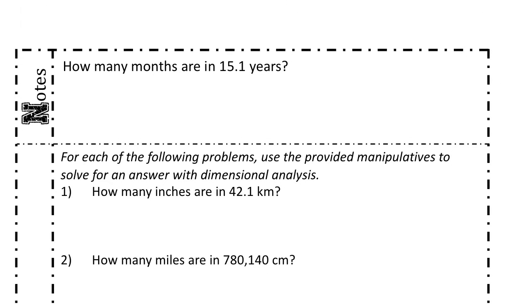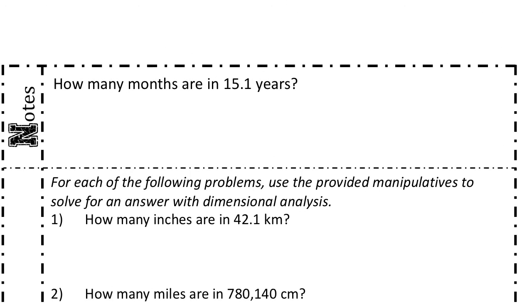How many months are in 15.1 years? So the conversion factor we're going to need is how many months in a year: 12 months per 1 year. That is the only conversion factor we're going to need. We've got years, we've got months. This is our known, this is our unknown.